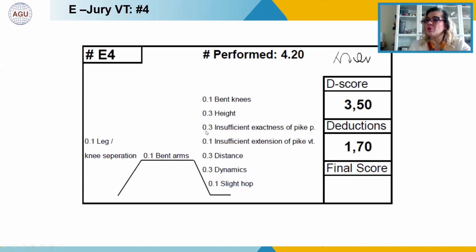And also 0.1 for insufficient exactness, extension of the pike position, 0.3 for distance, 0.3 for dynamics, and 0.1 for slight hop. So the total deduction is 1.7 for E deduction.